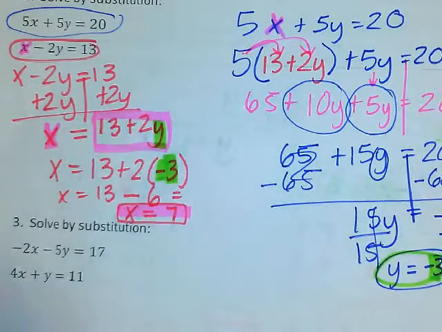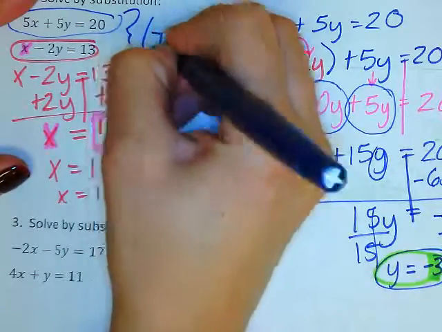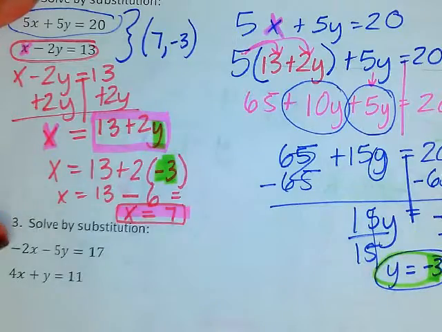So the answer to the system of equations here would be 7, negative 3, or x equals 7, y equals negative 3.